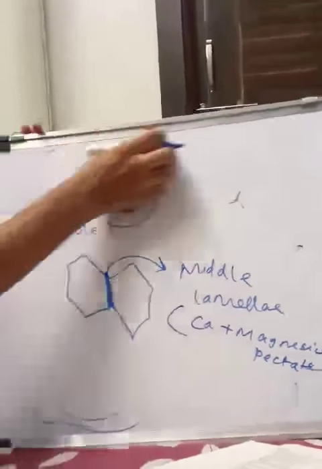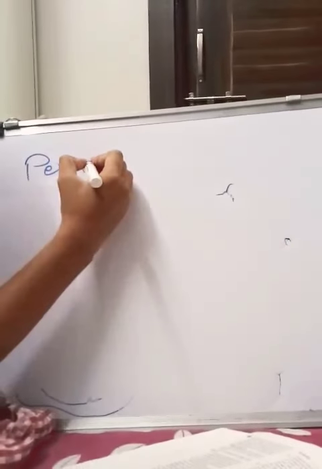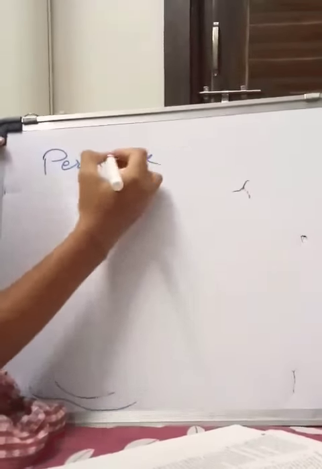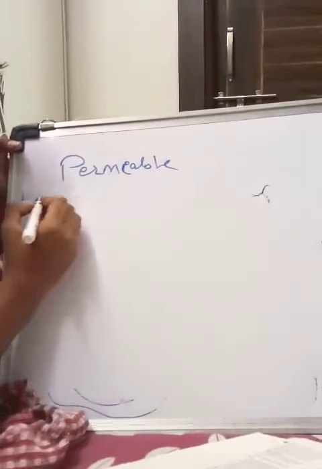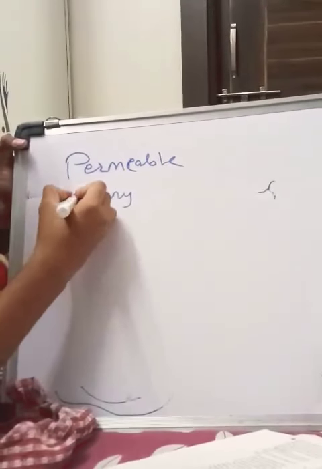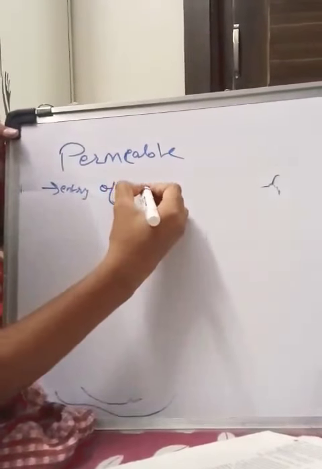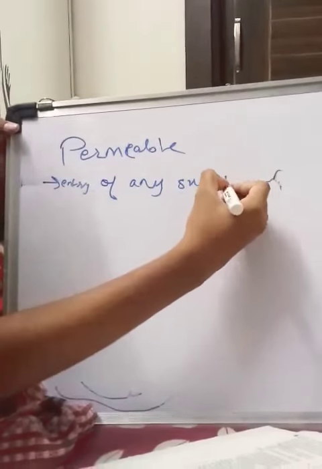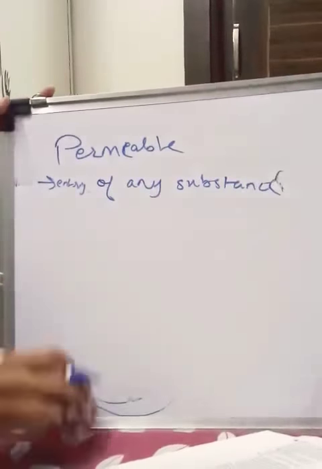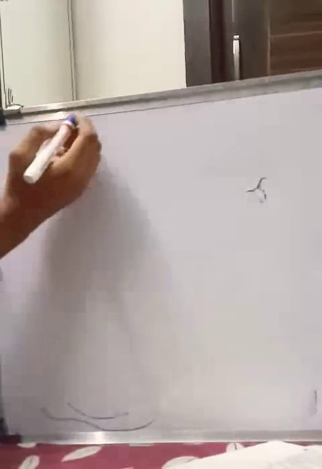This was all. The cell wall maintains the shape of the cell. It is permeable, so it allows entry of any substance. And now comes the main part of this chapter, that is, what is the nucleus.